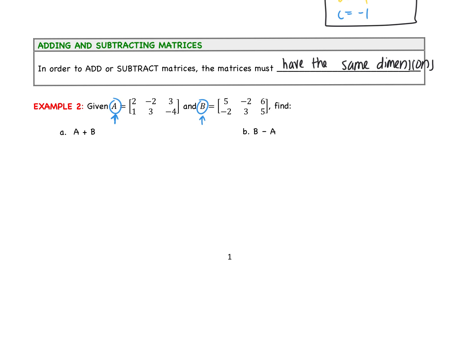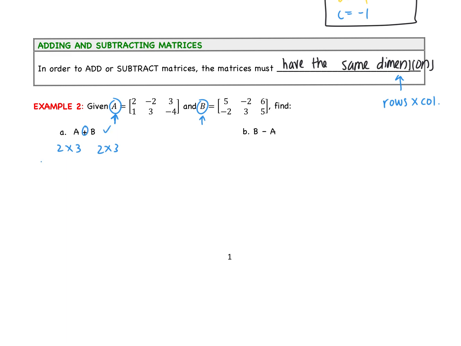Before we add or subtract anything, we need to make sure that these have the same dimensions. Remember, our dimensions is number of rows by number of columns. So dimensions is rows by columns. Okay, so matrix A has 2 rows and 3 columns. Matrix B has 2 rows and 3 columns. That means we can, in fact, add them.